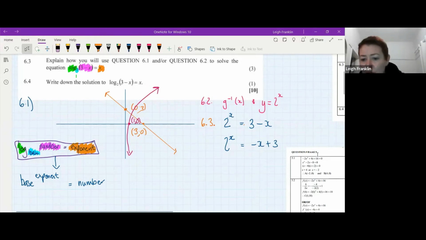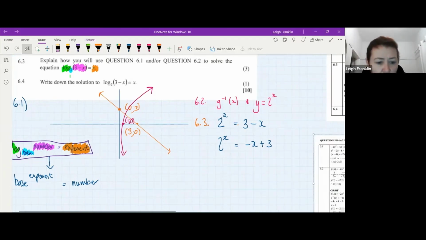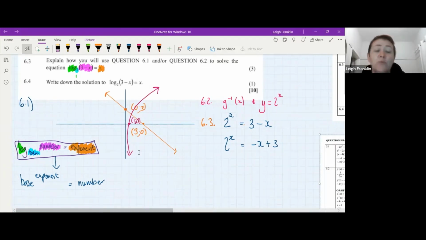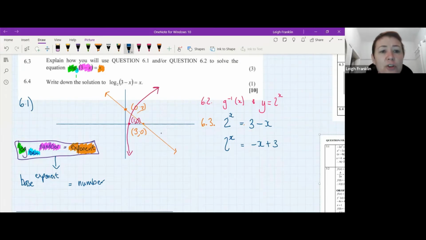That really shows whoever set this question has a very deep and good understanding of logs themselves, which we would expect from an examiner. But yeah, a really, really cool question. So they're asking us how we would use the graph of the inverse and our straight line to find a solution on the Cartesian plane.